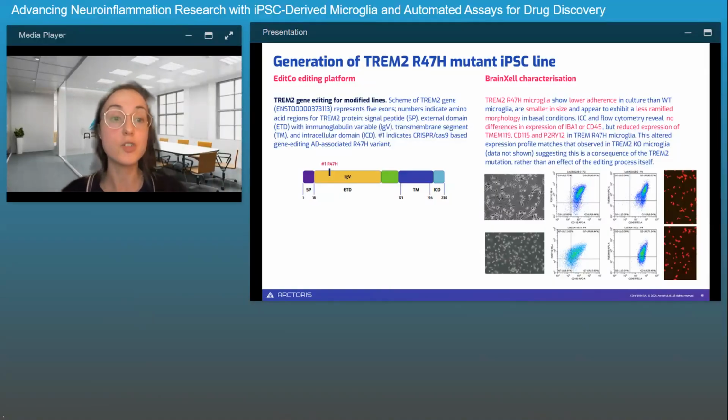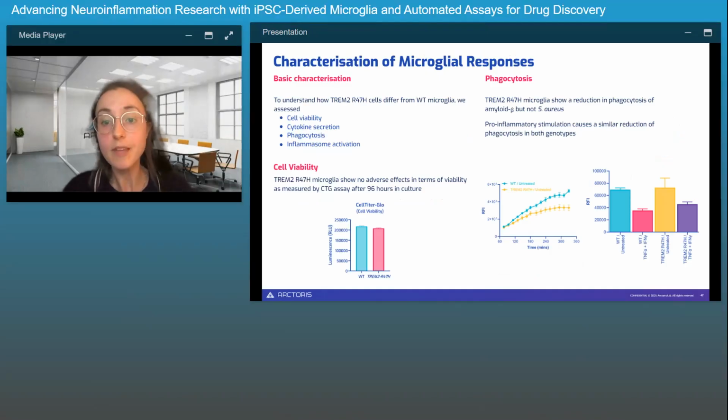For example, these TREM2 microglia have lower adherence, are smaller in size, and have less ramified morphology. But when looking at the expression of different genes, they don't have any differences in IBA1 expression, but they do in TMEM119. So it's really interesting that there are some genotypic differences, but not others.